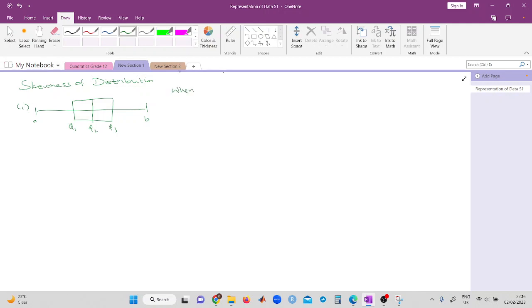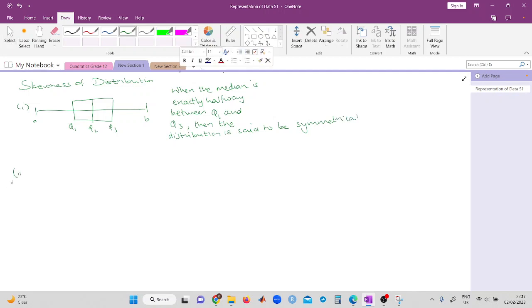A small definition. When the median is exactly halfway between the lower quartile and the upper quartile, then the distribution is said to be symmetrical. Okay, this is for the first one. Symmetrical.